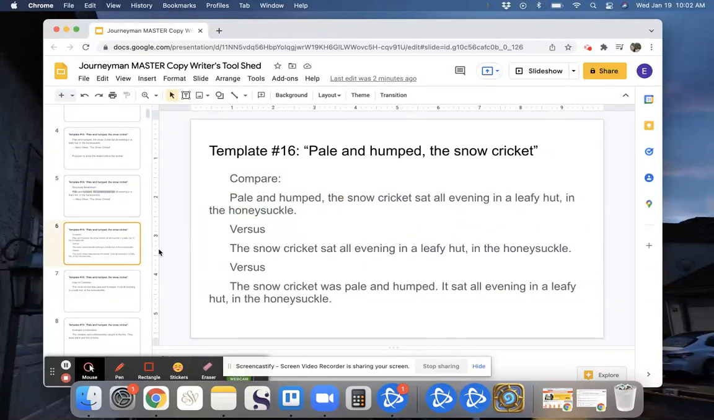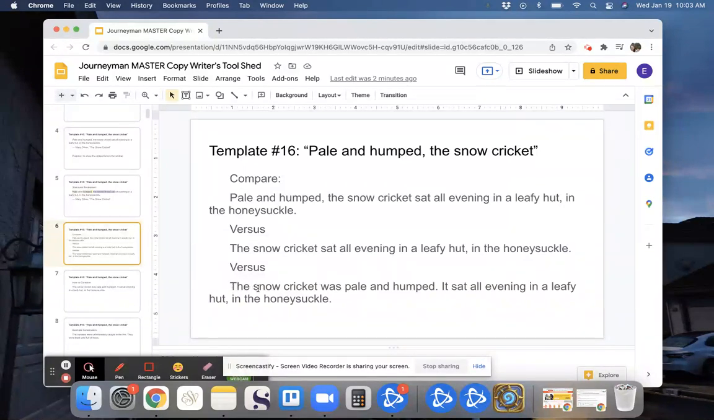Let's compare some different ways of saying the same thing. Pale and humped, the snow cricket sat all evening in a leafy hut in the honeysuckle. So that's our template sentence. Versus: the snow cricket sat all evening in a leafy hut in the honeysuckle. So here we just have that second half of the sentence without the adjectives in the beginning. It's good, it's fine, but it doesn't have that extra description at the beginning.